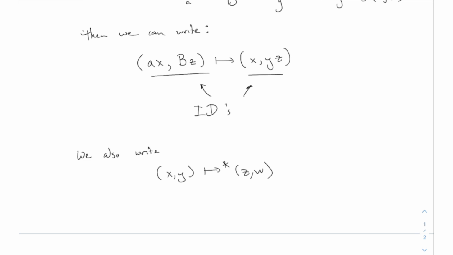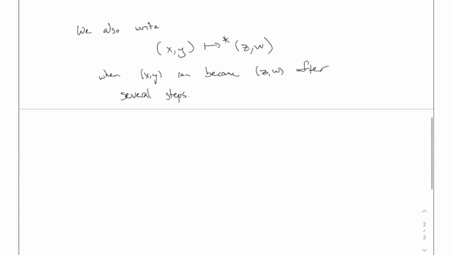As usual, when I put the star, that indicates several iterations. So when I say x, y, and then the arrow with the star goes to z, w, that means it doesn't necessarily happen in one step, but if you do many, many different arrows, you can eventually get to z, w. So we also write this when x, y can become z, w after several steps. They don't have to be the same step, just several different stack rules, all right?